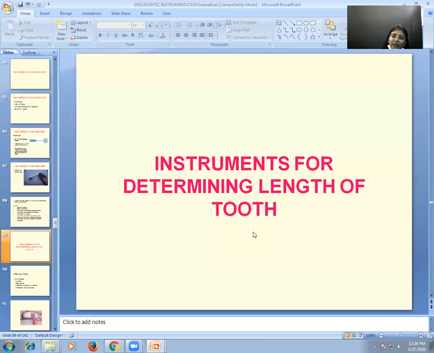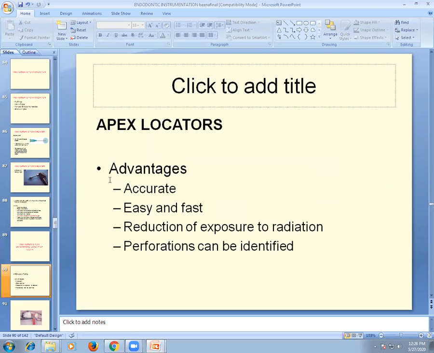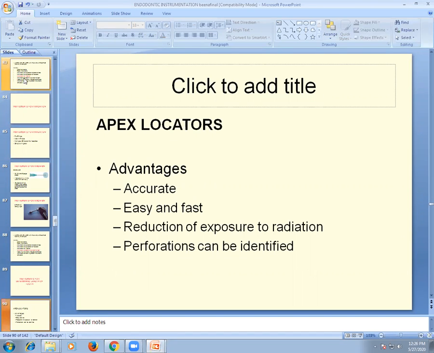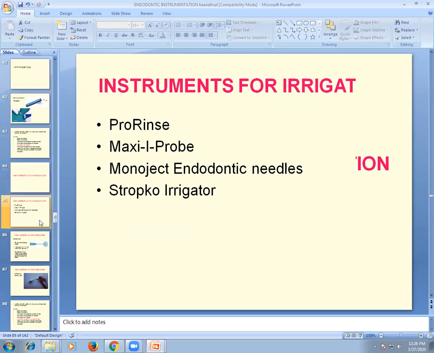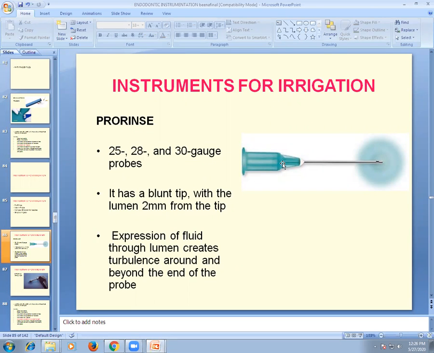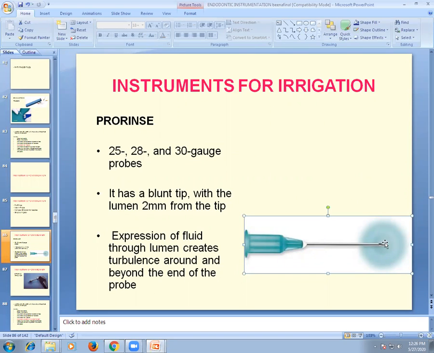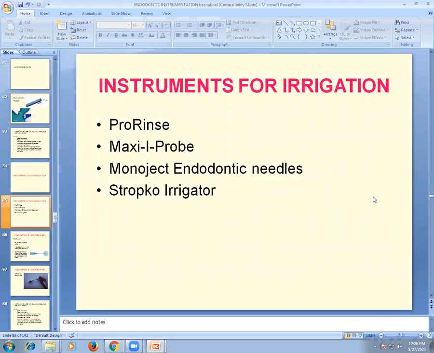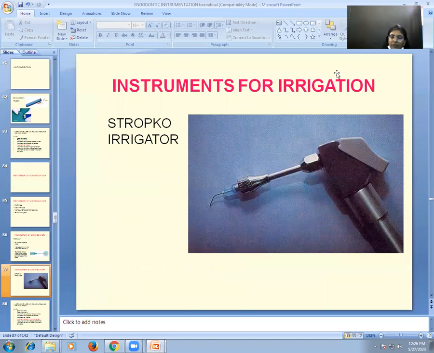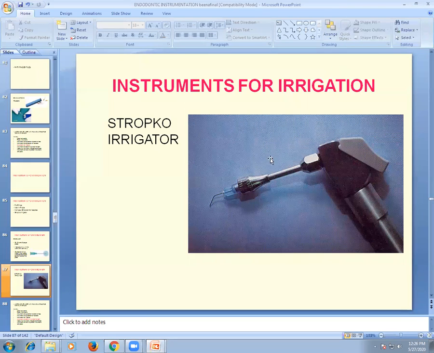So coming to the instruments for irrigation, where we have Pro Rinse, Maxi Pro, Monoject endodontic needles and the Stropko irrigator. These are the side vented needles. You can see the irrigant delivery is from the side. And this is the Stropko irrigator with the needle attached at the front, through which the irrigation is carried out.